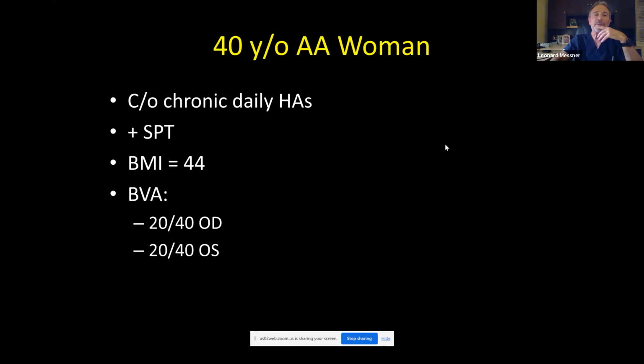Here's a 40-year-old woman with chronic daily headaches, synchronous pulsatile tinnitus, and a BMI significantly elevated at 44. But we can see that in this case, the vision is somewhat reduced, 20/40 in the right eye, 20/40 in the left eye. We know that's not typical with papilledema until the very late stages of the disease, where the optic nerve is beginning to become atrophic, the visual fields are significantly compromised, and in this case, the visual acuity is compromised as well.